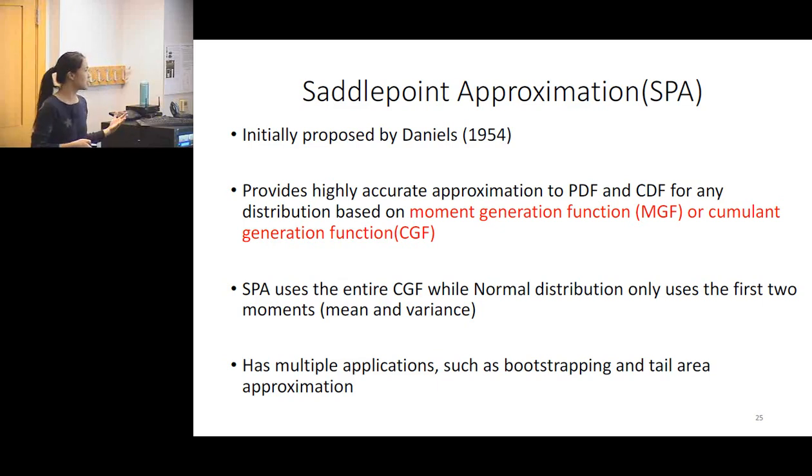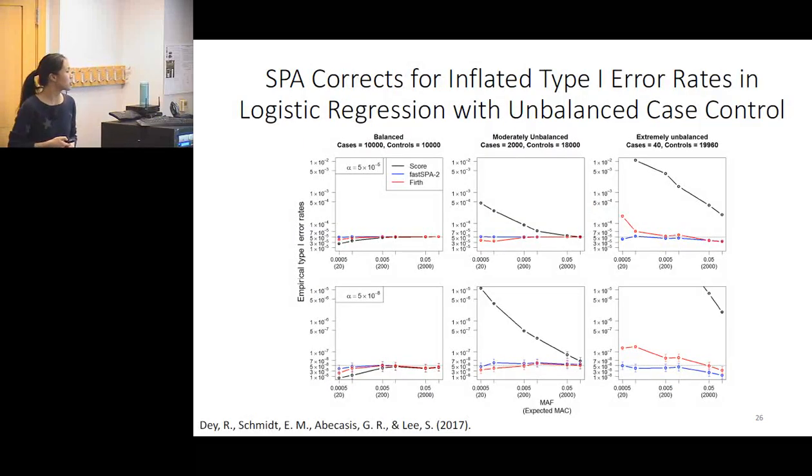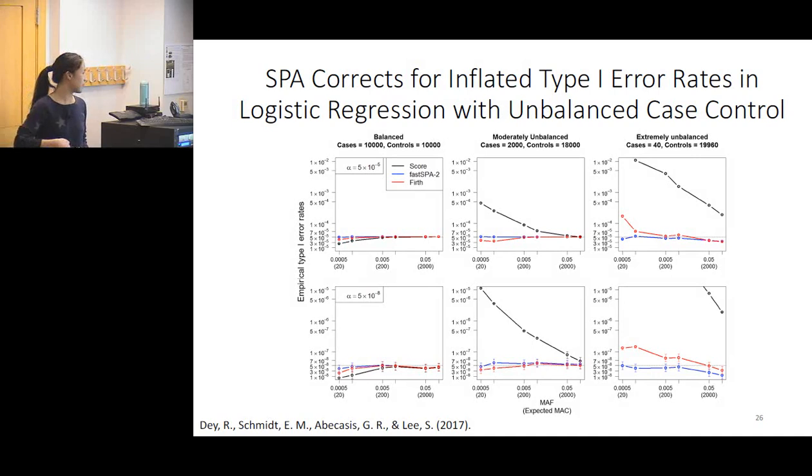So it actually has multiple applications, such as bootstrapping and tail area approximation in other areas. Last year, the biostat student Renak, and one of my co-mentors, Dr. Sean Lee's lab, developed this method called SPA test, which tries to correct for the inflated type 1 errors in logistic regression when there are unbalanced case-control ratios.